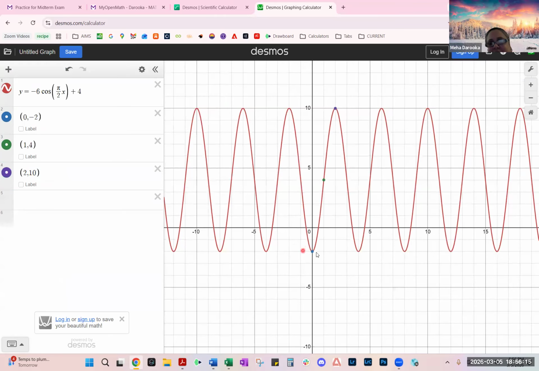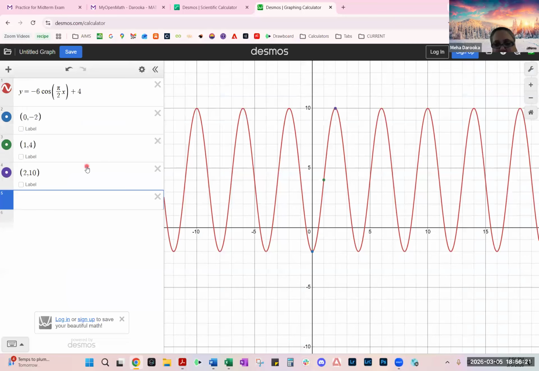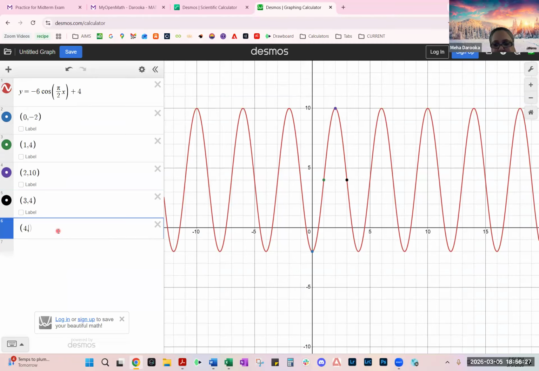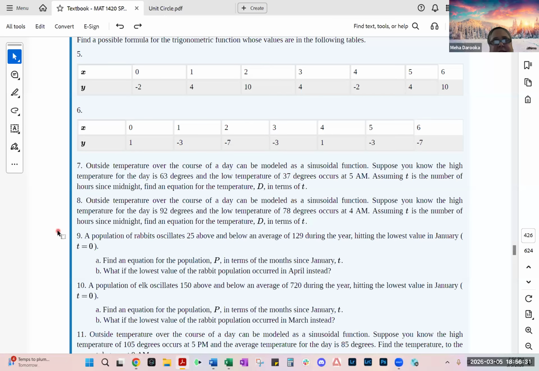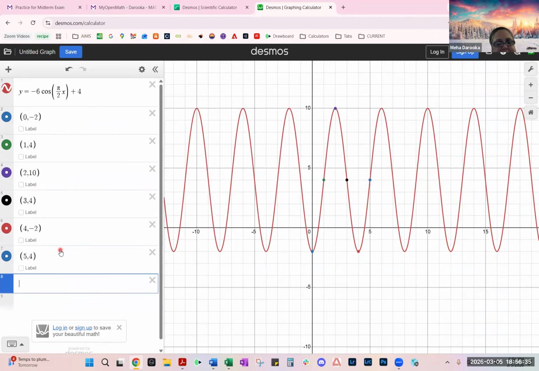So you should be able to see all those dots show up, right? Wherever we had our ordered pairs, then we had 3, 4. That is again on the graph. We had 4, -2. Back on the graph. What else? 5, 4. And then the last one was 6 and 10.